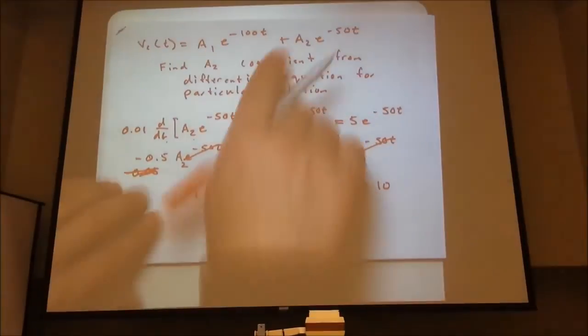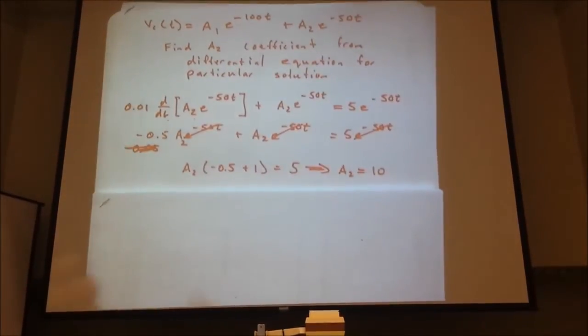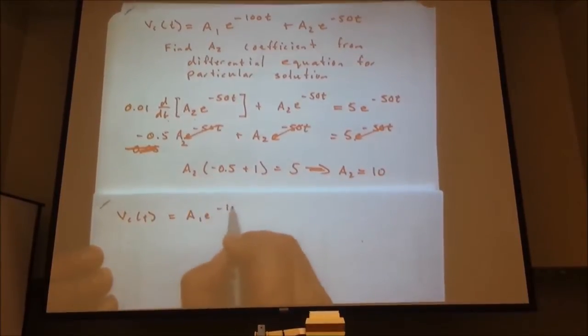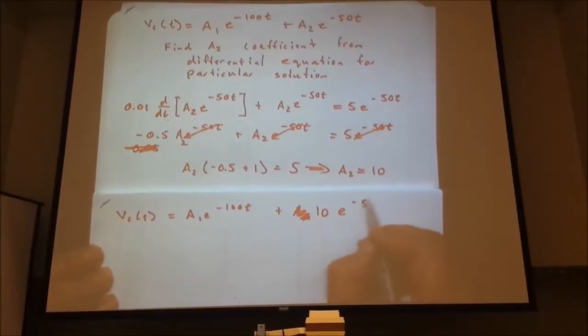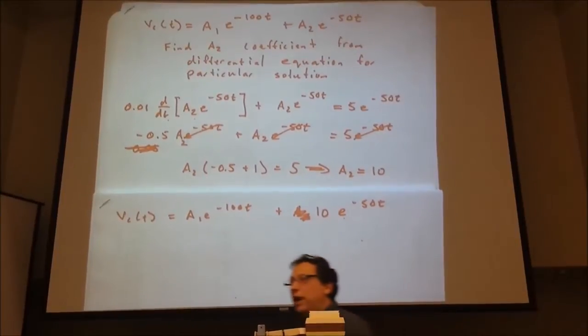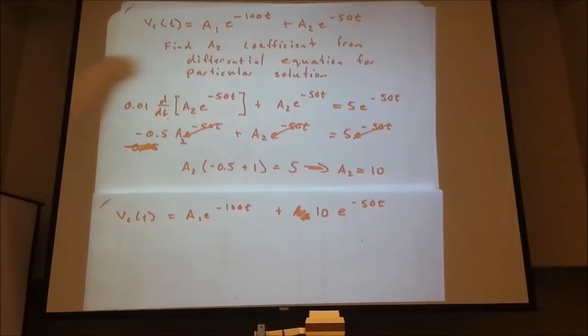And so, well, where are we now? There's our half of the solution, at least in terms of coefficients. We know VC of t now equals A1 e to the minus 100t plus, let's write out 10, e to the minus 50t. Again, that's the particular and the homogeneous. And I just want to point out again that 100 is 1 over 0.01, which was our time constant. Just wrote it out a little bit differently.